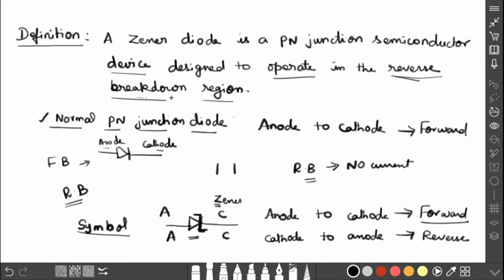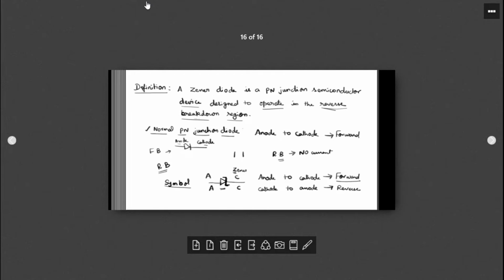Next we are coming to the construction part. So how does it operate in the reverse direction? How is it constructed?